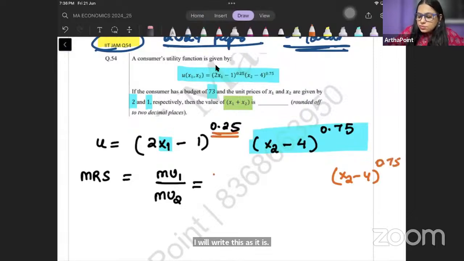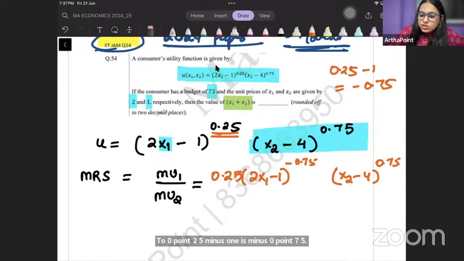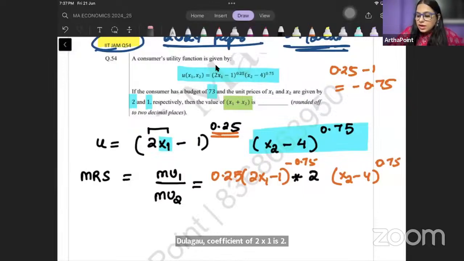Power will come down. Power will reduce by 1. तो 0.25 minus 1 is minus 0.75. Into chain rule लगाओ. Coefficient of 2x1 is 2. तो यहाँ पे into 2 भी होगा.